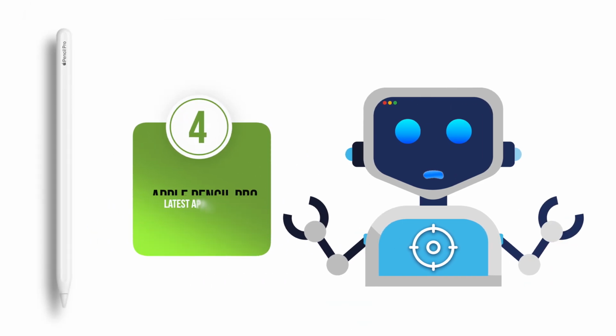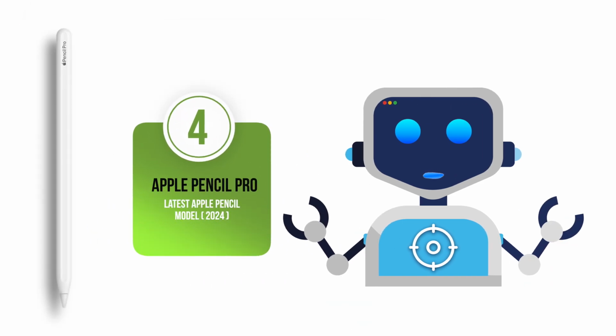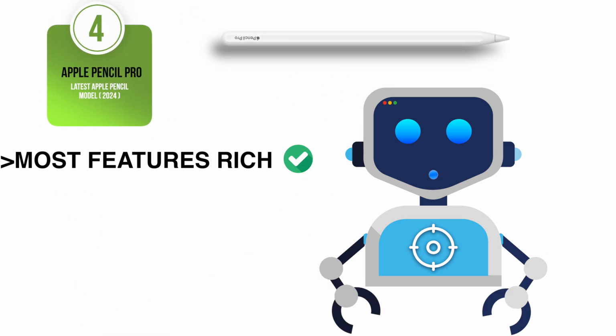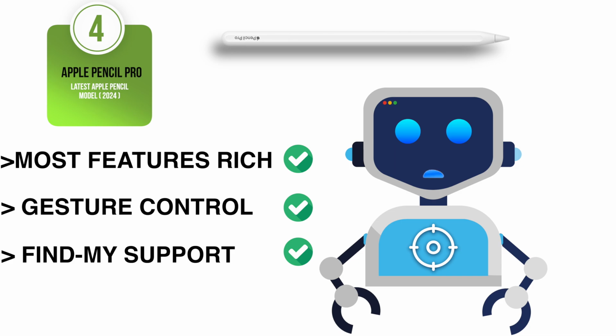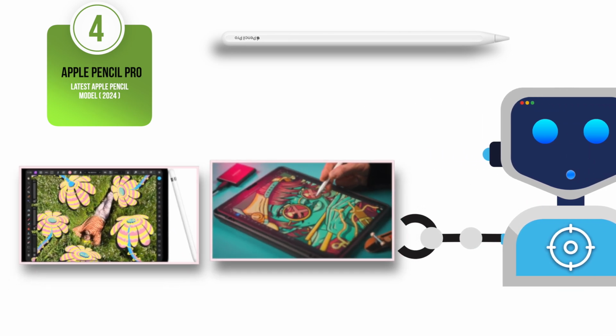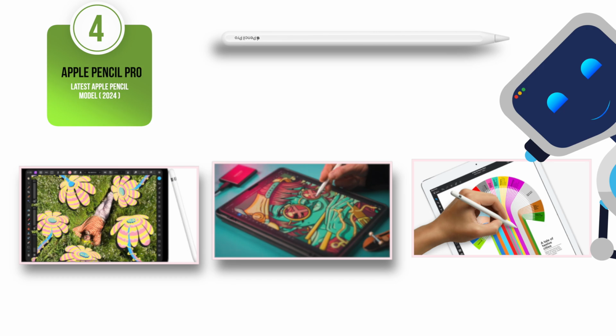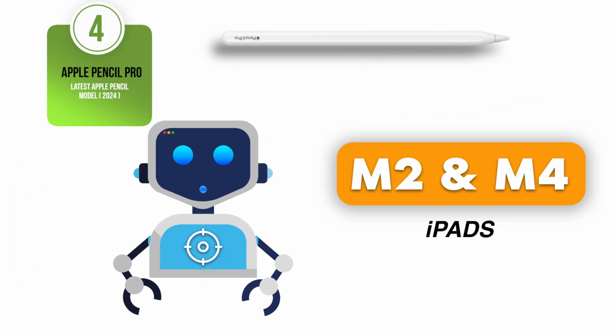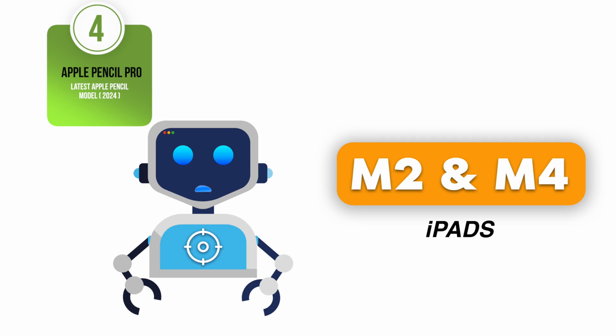Number four, Apple Pencil Pro, 2024. Pros: most feature-rich. Offers haptic feedback, gesture controls, and Find My support. Designed for power users. Packed with features for artists, designers, and professionals. Cons: limited compatibility. Only works with the upcoming M2 iPad Air and M4 iPad Pros.